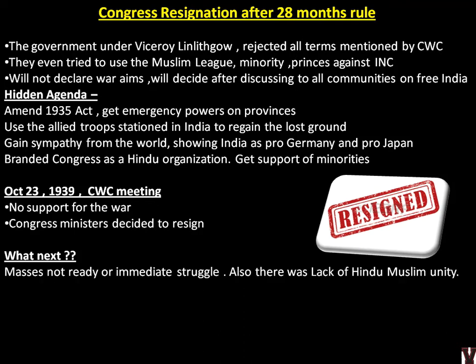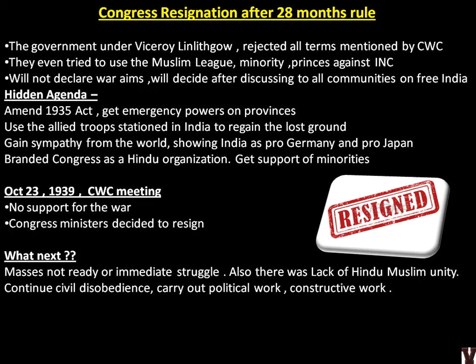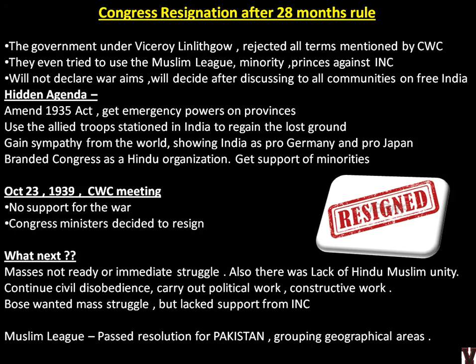What next? The masses were not ready for an immediate struggle. Also, there was a lack of Hindu-Muslim unity. So they continued civil disobedience, carried out political work and constructive work. They did not want to support the British, and they were not ready for a mass struggle. Also, Hindu-Muslim unity was not at all there at this time. Jinnah was having his own plans. So they were just continuing what they were doing. Meanwhile, Subhash Chandra Bose wanted mass struggle, but he did not get any support. He had to do everything himself.